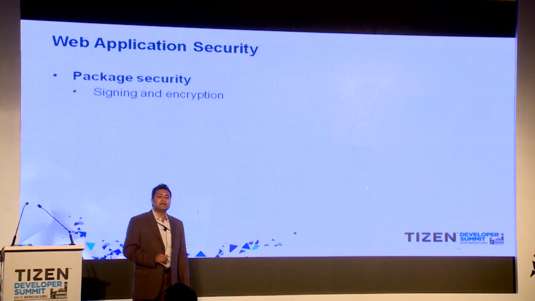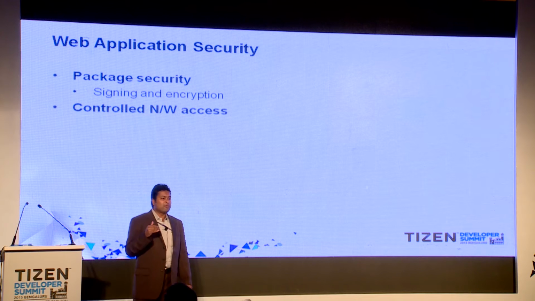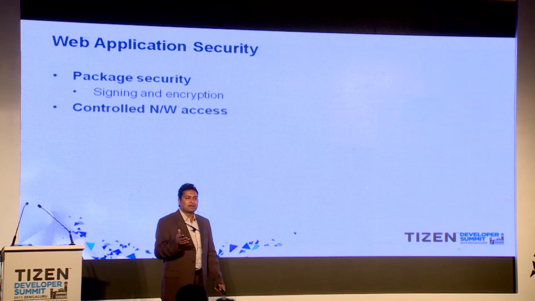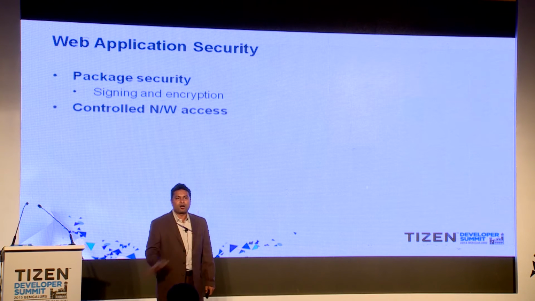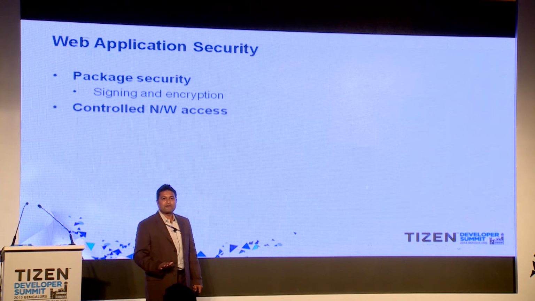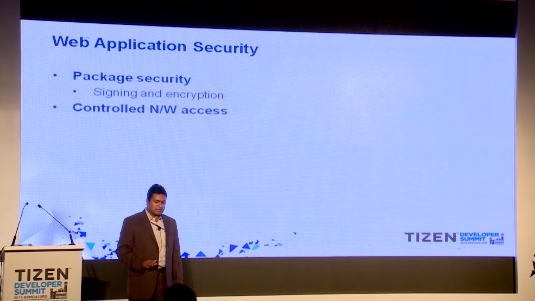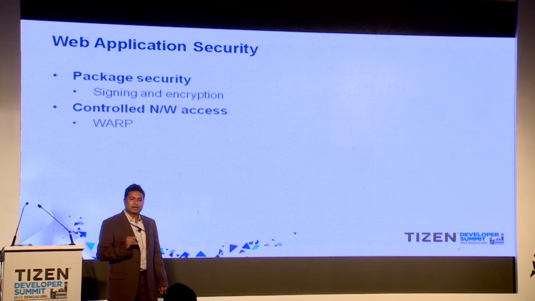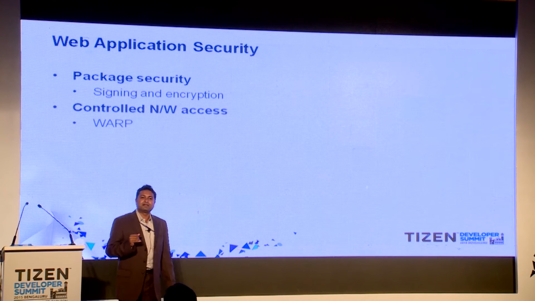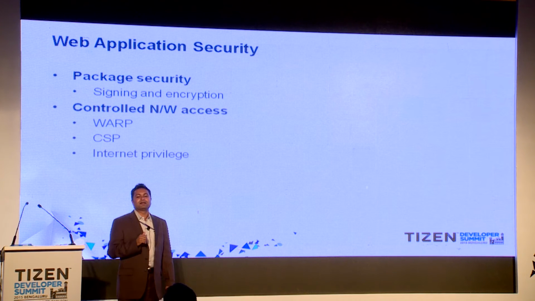The second part of the security is about network access. You might be wondering that since this is a web application, perhaps I can easily access the network. It's actually the other way around. All network access is by default blocked. And if you want to have network access, it is very much restricted using something called widget access request policy, or WAR. It is also controlled using content security policy, or CSP. Even after that, you need to have something called internet privilege to access the internet.